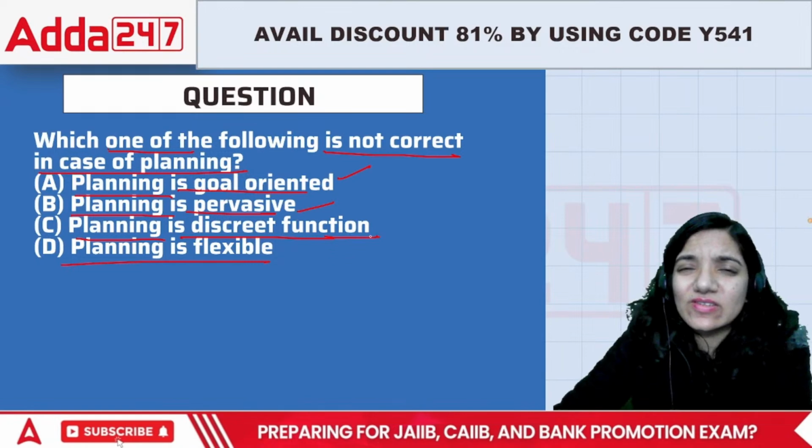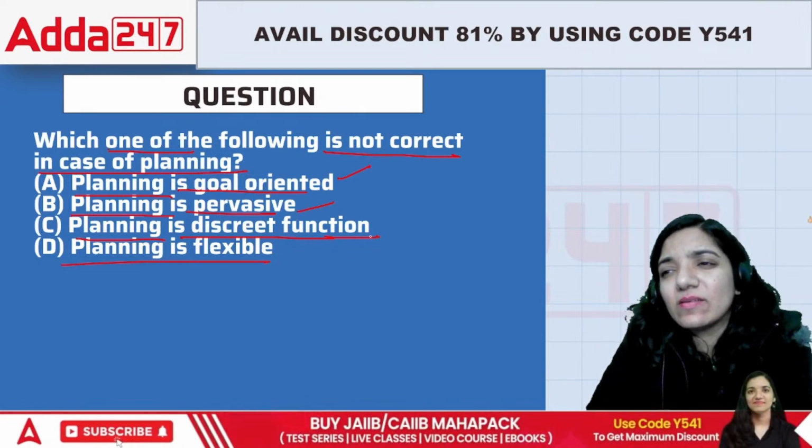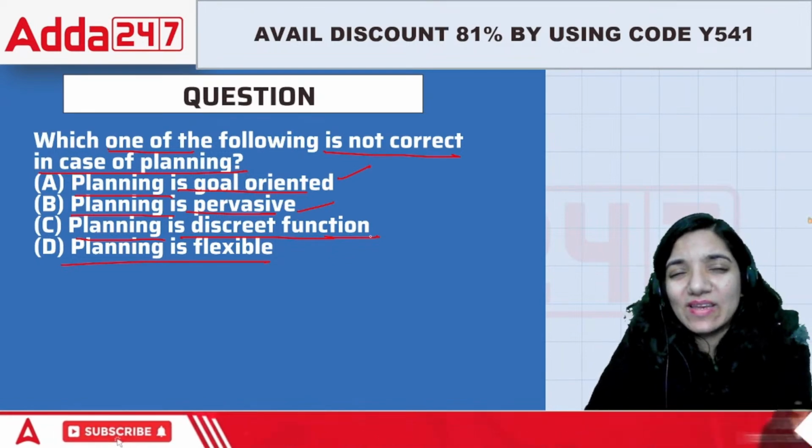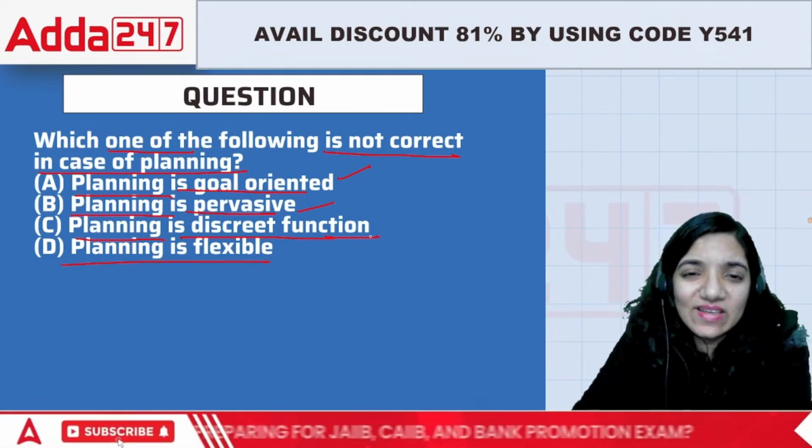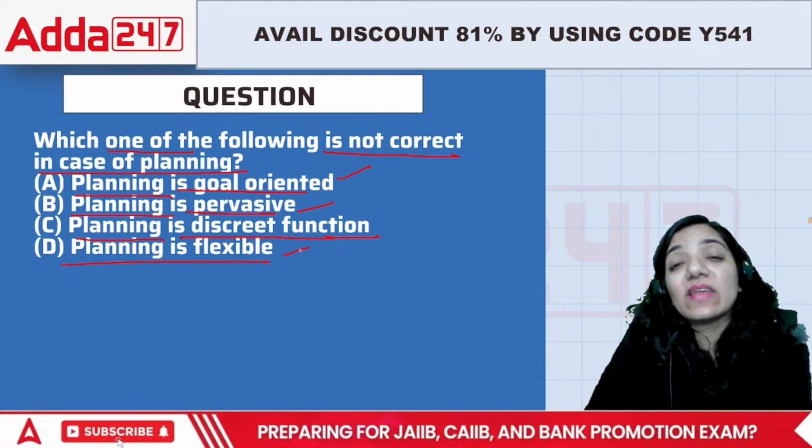It's not a discrete function. It's not something that we do whenever we would like to. There's no specific intensity. Less, more, less, more. There's nothing like that. And the last one is planning has to be flexible.